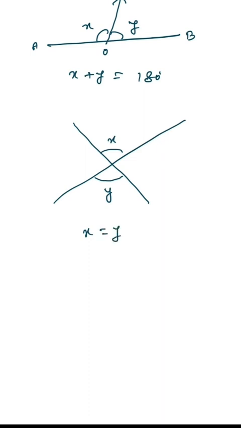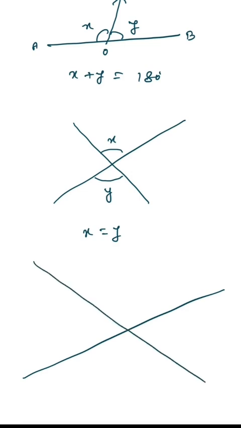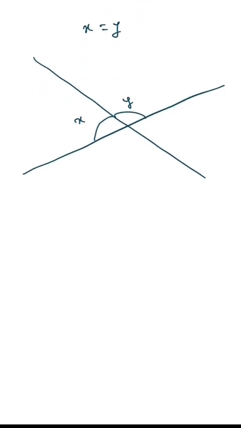Now we will see an example to demonstrate this concept. If we have two straight lines which cross each other and the angles are in a ratio of 5:7, so we can say that X by Y is equal to 5/7.